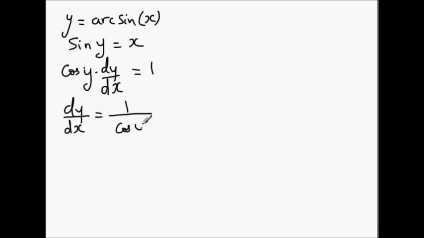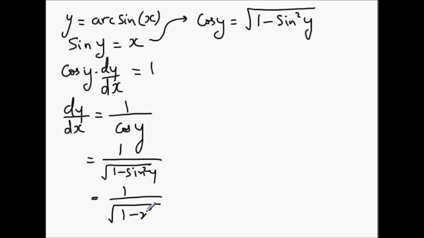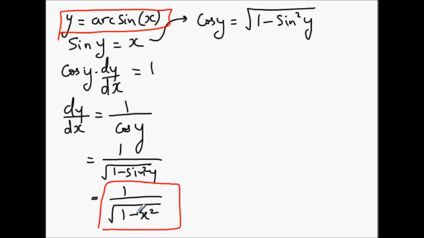Now we are using the trigonometric identity, which is cos y, cos of an angle, is equal to the root of 1 minus sine square of the angle, right? So that's what we are going to use here, which is 1 over root of 1 minus sine square y. We know that sine y is x, therefore this is 1 over root of 1 minus x square. Therefore the differential of arc sine x is 1 over root of 1 minus x square.